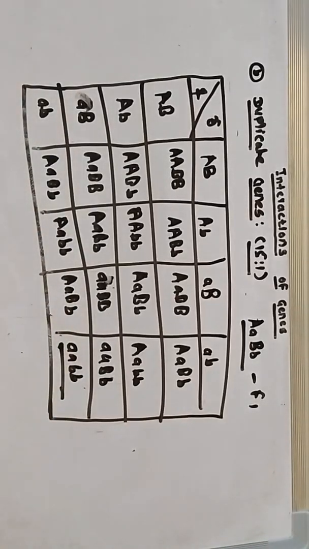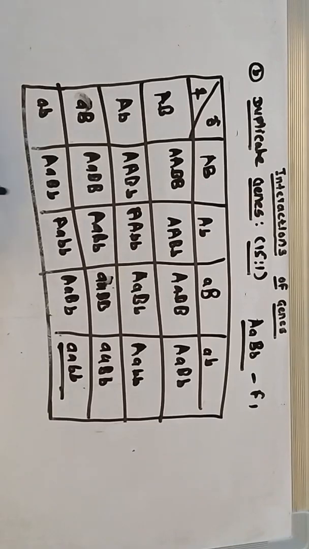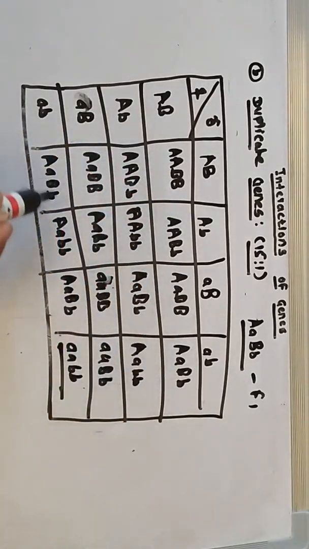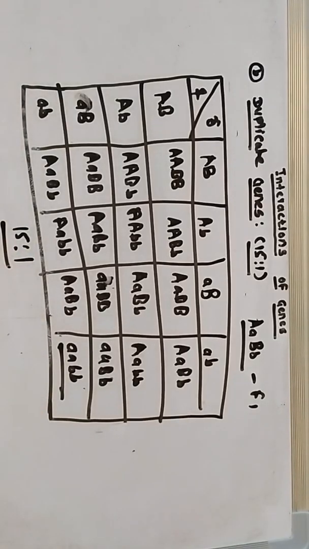So this type of ratio we call a 15:1 ratio. Counting: 1, 2, 3, 4, 5, 6, 7, 8, 9, 10, 11, 12, 13, 14, and 15. So this ratio we call the 15:1 ratio, and this type of gene we call a duplicate gene.